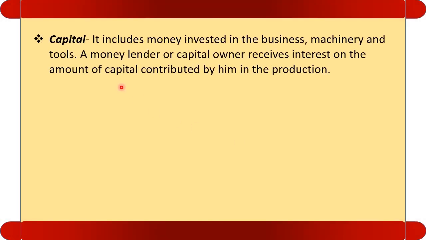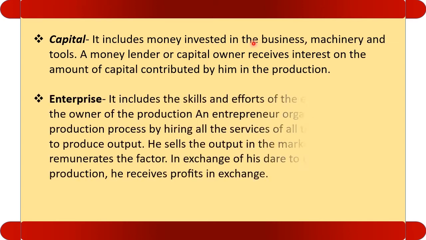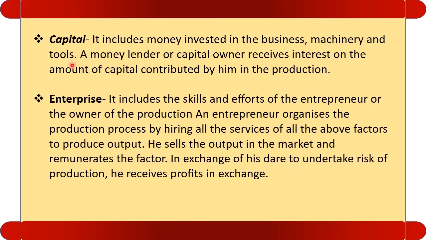The third factor of production is capital. It includes money invested in the business, machineries and tools. A moneylender or the capital owner receives interest on the amount of capital contributed by him in the production. So the consideration for the use of capital is interest. The fourth factor of production is entrepreneur. That is the skills or the efforts which the owner gives to the production process, and in consideration of the quality, the reward for entrepreneurship is profit.